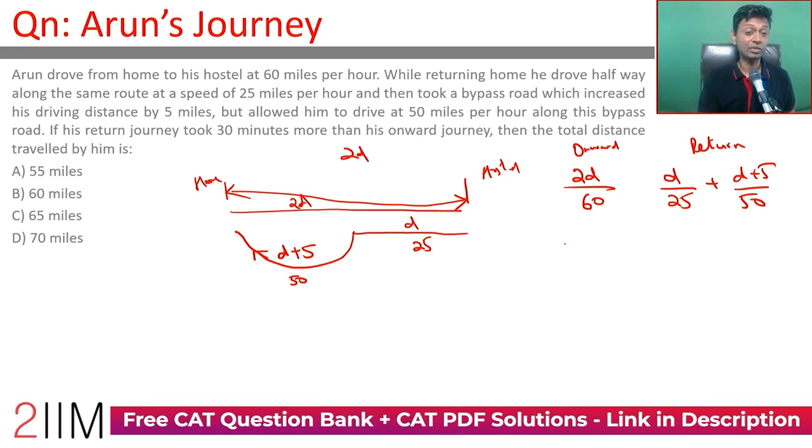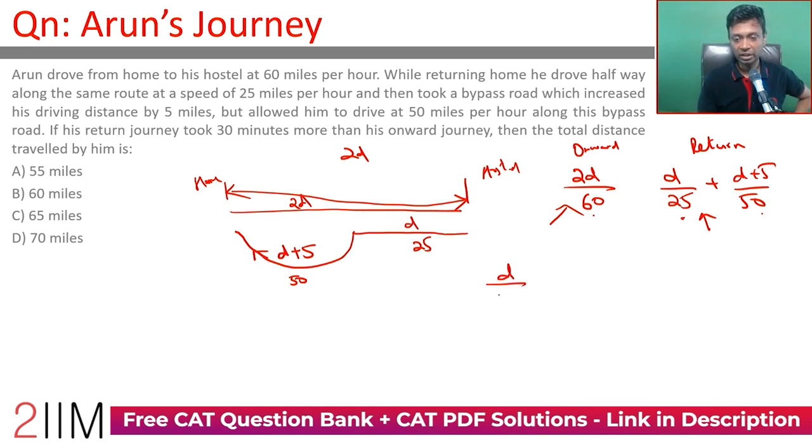Time taken difference will be in terms of hours. We've assumed D in miles. This is miles per hour, miles per hour, miles per hour. This will be in hours. This will be in hours. Right? His return journey took 30 minutes more than his onward journey. That means half an hour more.